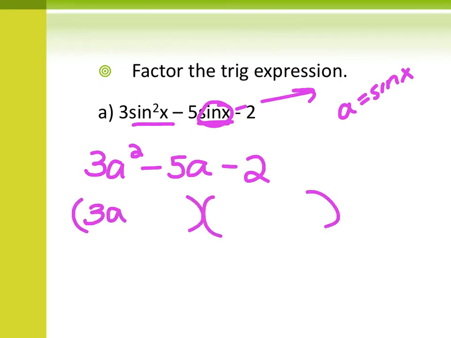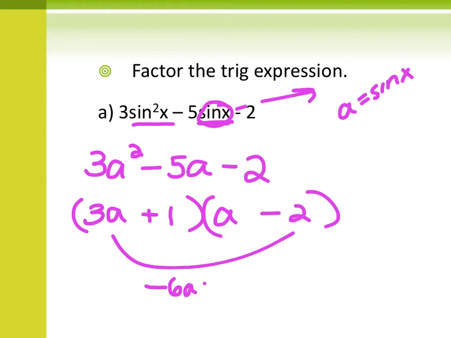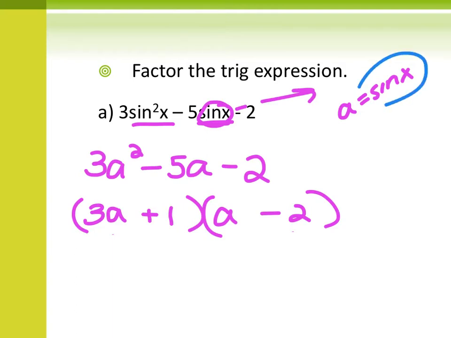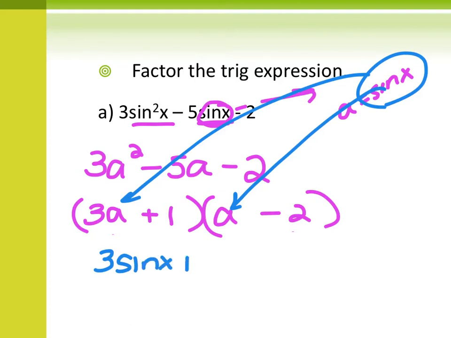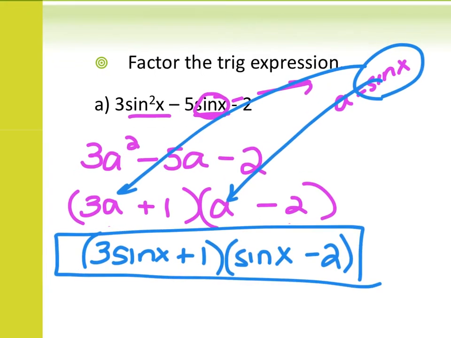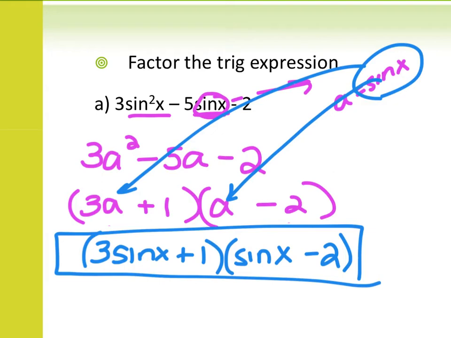This would be 3a and a, and then negative 2, positive 1. That gives me the negative 6a plus 1a, which is negative 5a. So once I know that my order is right, I just have to plug back in the sine of x in place of my a. So for right now, we're leaving this. Eventually in section 3, we'll go on and solve that, but for right now, you're leaving it.